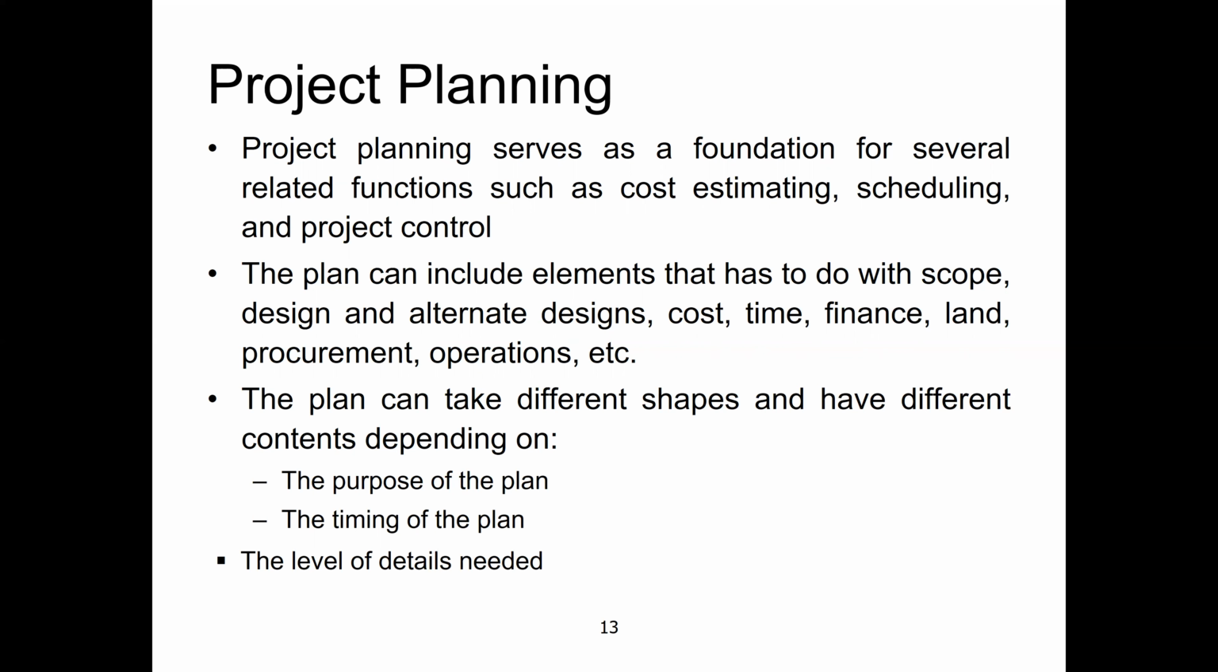A plan can include elements that have to do with scope, design and alternative designs, cost, time, finance, land, procurement, operation, etc. The plan can take different shapes and have different contents depending upon the purpose and timing of the plan. There could be a quality plan, a procurement plan, a risk management plan, a communication plan, a financial management plan, a scheduling plan. So we have to plan all these things for the project.